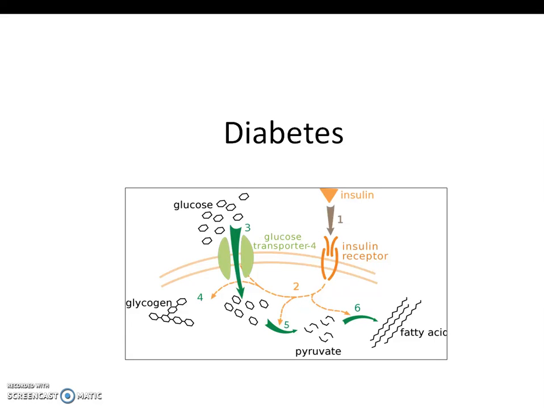Let's examine this schematic. When insulin is present, it binds to this insulin receptor, which then activates glucose transporter 4, which brings glucose into the cell and can convert it to pyruvate, or it can be stored as glycogen.